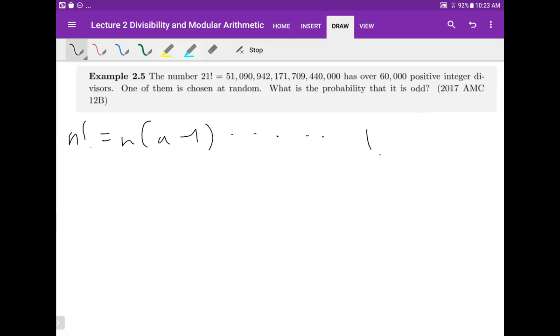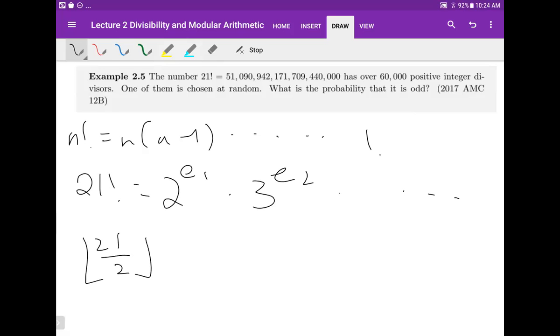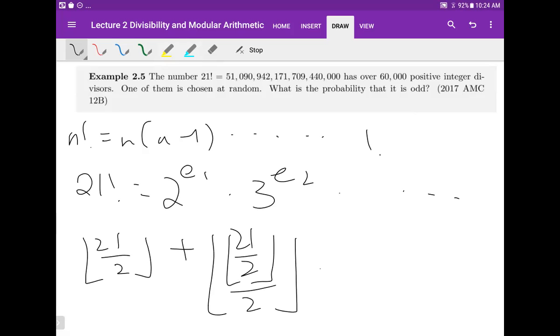So the trick is, 21 factorial is equal to 2 to the something, right, times 3 to the something, times something else, right? In order to find the exponents, we can repeatedly take the floor function. The power of 2 that divides into 21 factorial is equal to the floor of 21 over 2, plus the floor of 21 over 2 over 2, right?